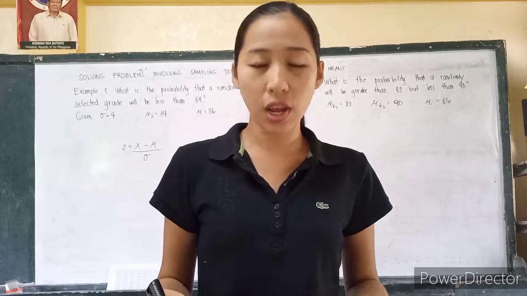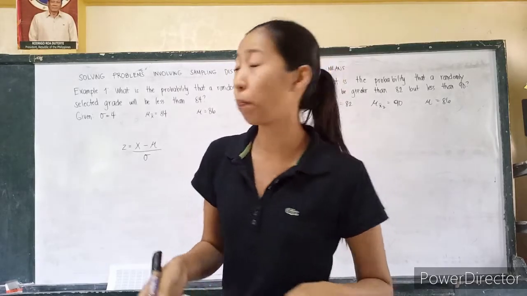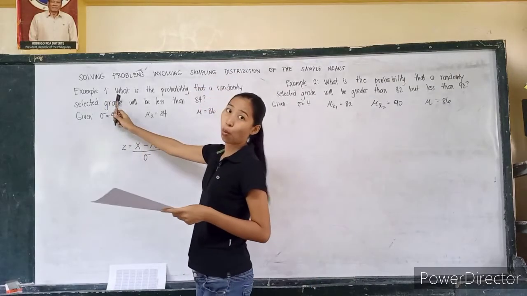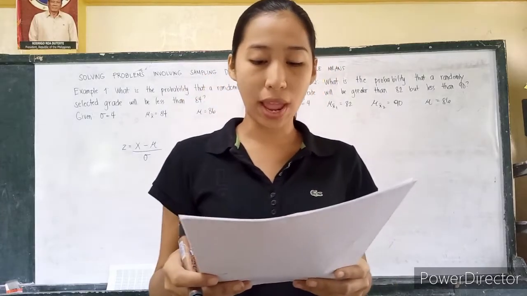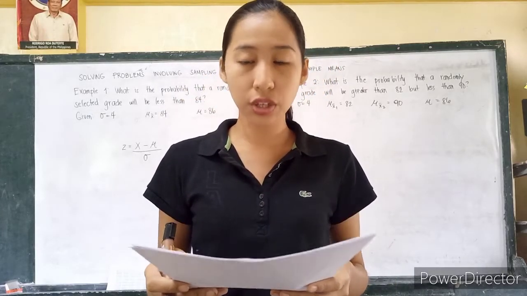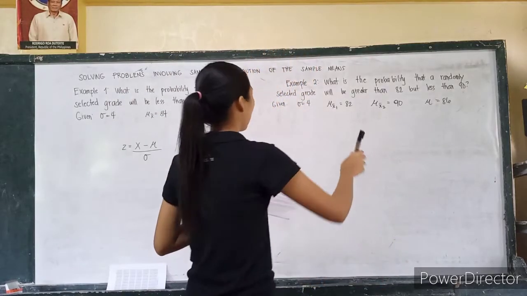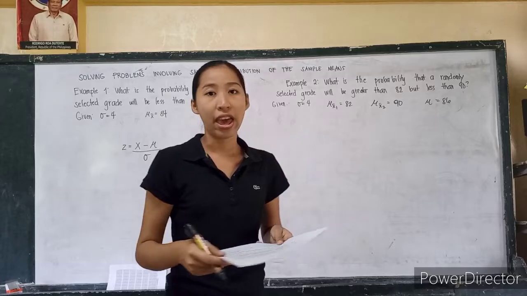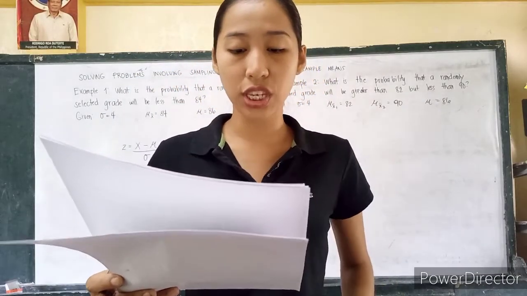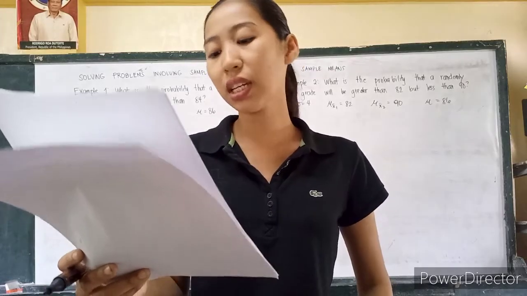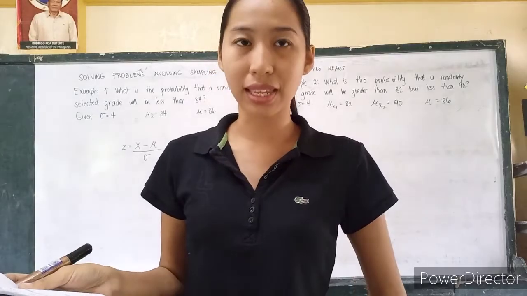First question is letter A. What is the probability that a randomly selected grade will be less than 84? Which is our example number 1 here. Letter B, what is the probability that a randomly selected grade will be greater than 82 but less than 90? Which is our example number 2 here. And last is letter C, what is the probability that the mean of a random sample of 9 students will be less than 88?